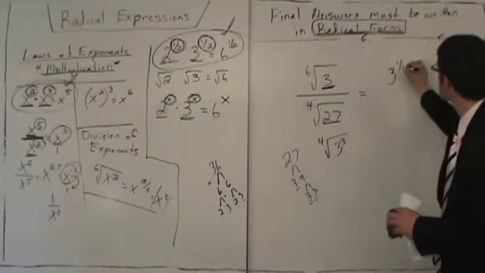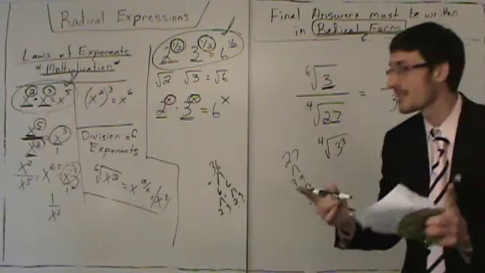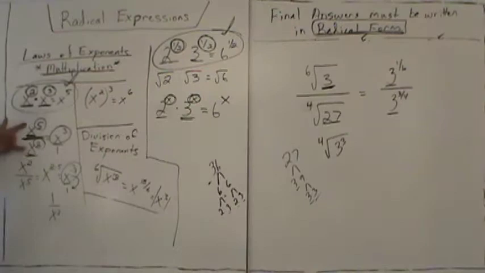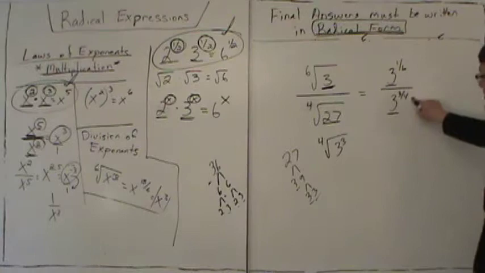So have we gotten something to match? Yes. We've managed to get our bases to match. So if our bases match and we are dividing, we can subtract the exponents. Remember that the result after subtracting exponents lies in the numerator. So we're going to subtract 3/4 and 1/6.